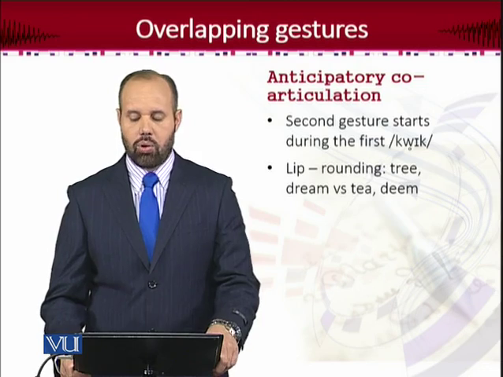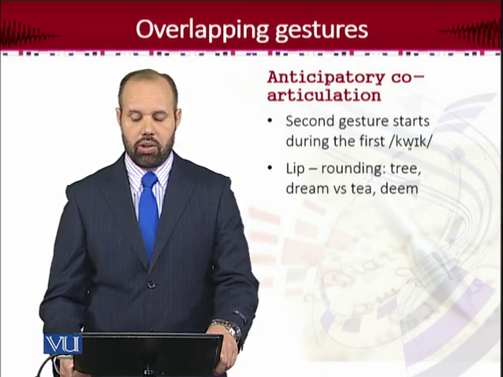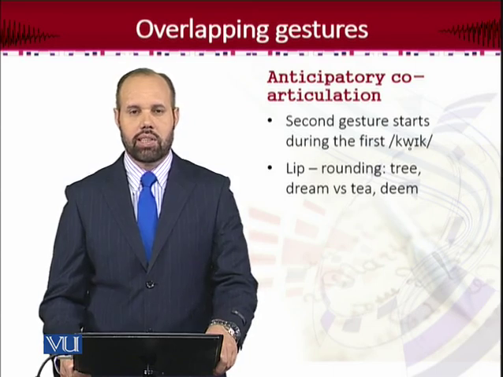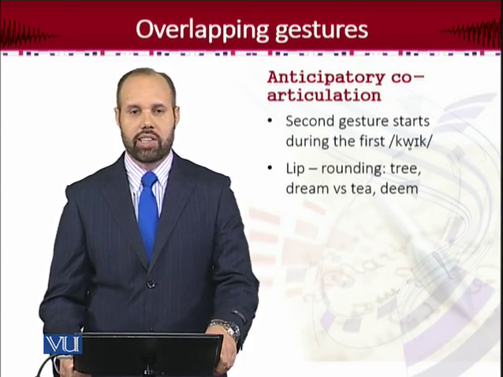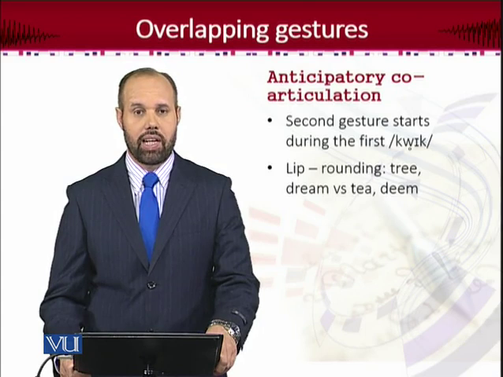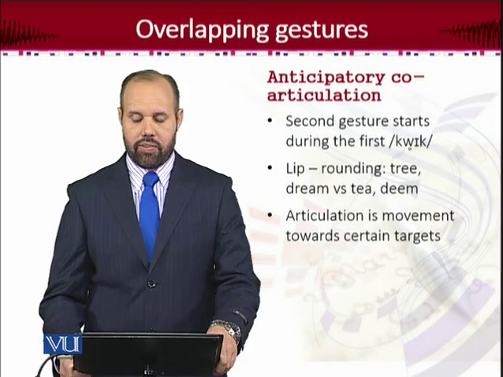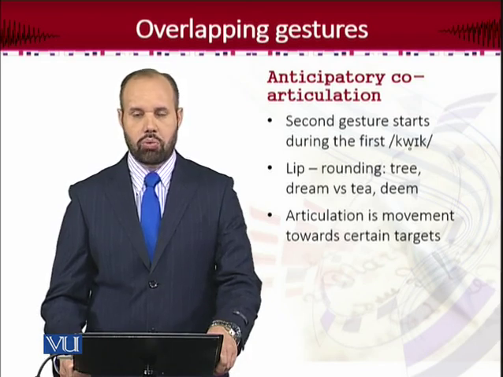And lip rounding is also found in words like tree, right, or dream, and also in other words where the r sound is taking place. So this lip rounding is taken from r, and that's an important analysis for phoneticians, right? Just compare these two words, dream and deem, right? So in dream there is more lip rounding involved, but in the case of deem, there is no lip rounding. Right? So articulation is a movement towards certain targets.